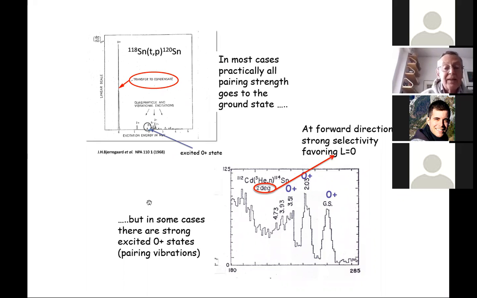But I just mentioned that there are other cases in which there is population of strong other 0+ states. This is close to around closed shell for excitation of two particles to all states, and there are cases in which other excited 0+ states are competing with the ground state.